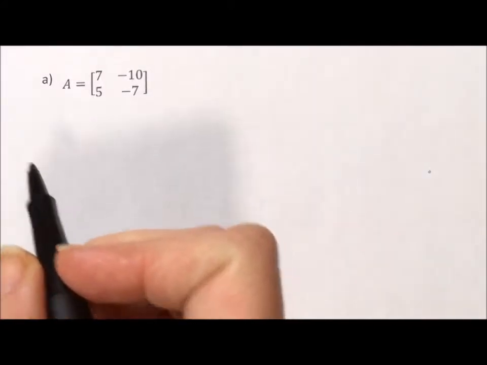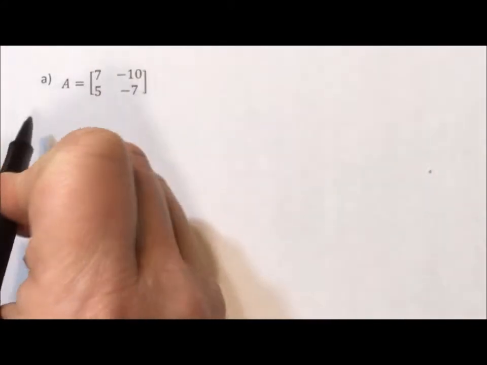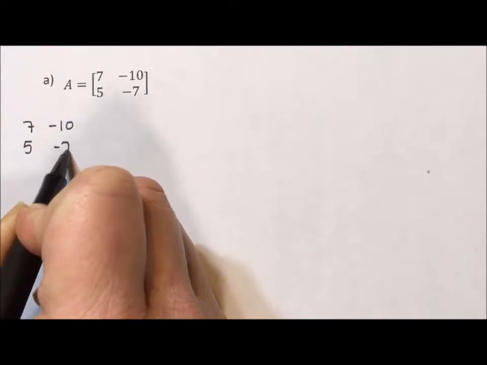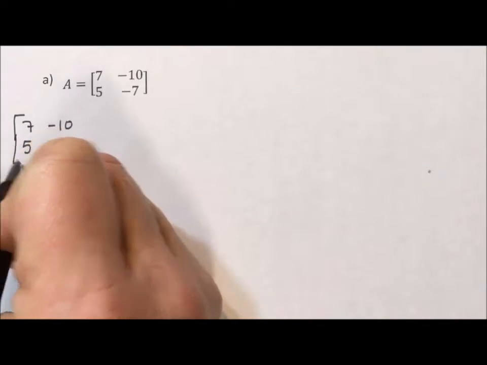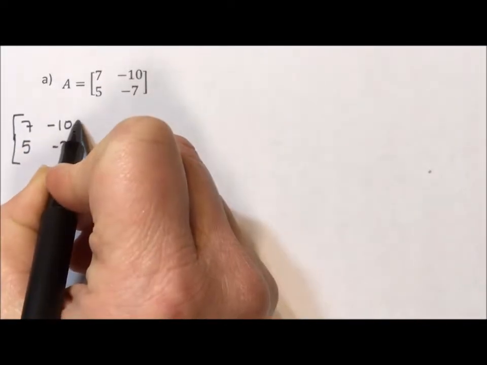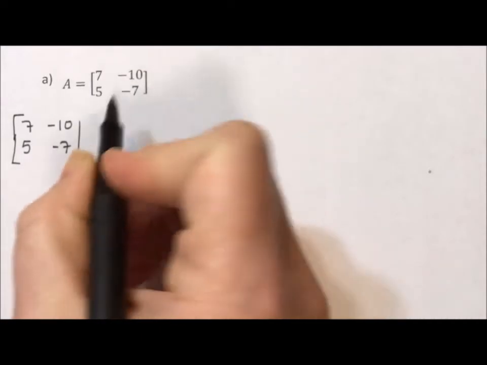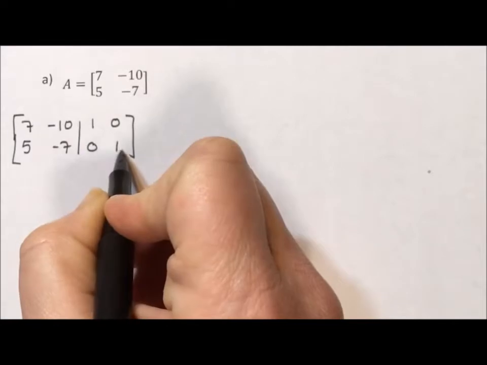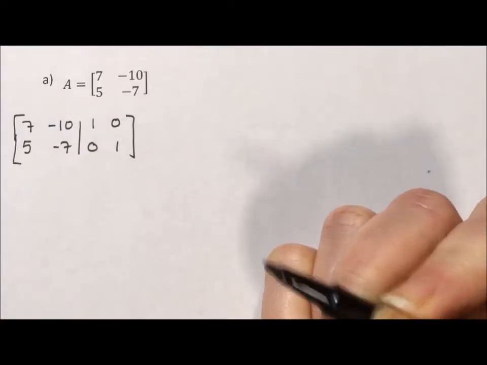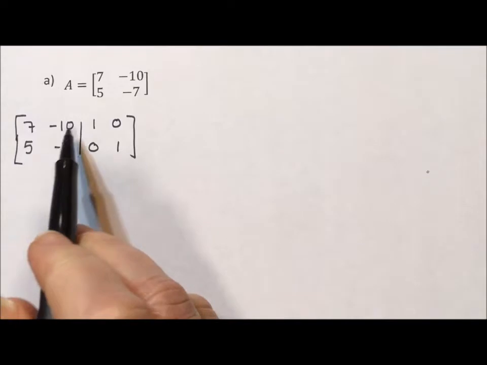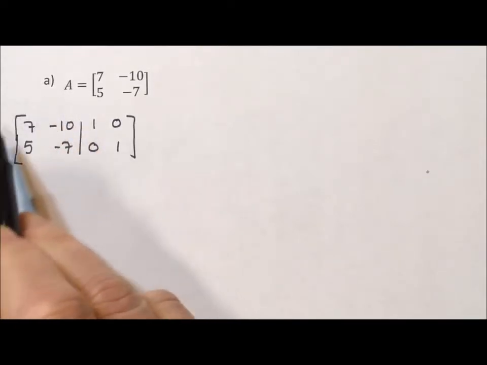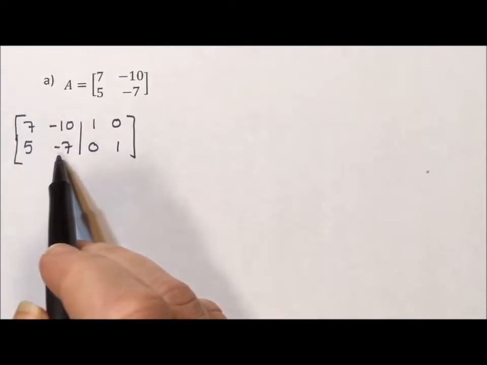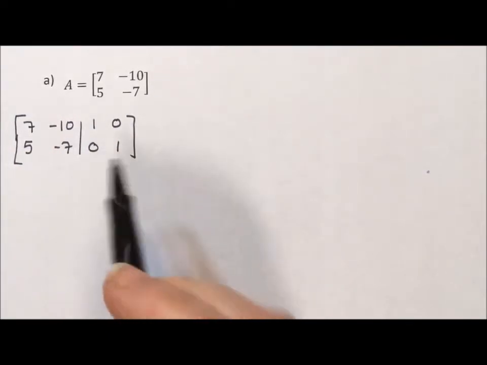What I'm going to do instead is rewrite this matrix, this 7, negative 10, 5, negative 7. And instead of putting the other part of my matrix here, I'm going to put a line. And on the other side of the line, I'm going to put an identity matrix. An identity matrix is a matrix with ones down the main diagonal, zeros everywhere else. Now what I'm going to do is essentially solve this matrix so that this side is an identity matrix. And when the left side is the identity matrix, the right side is the inverse.